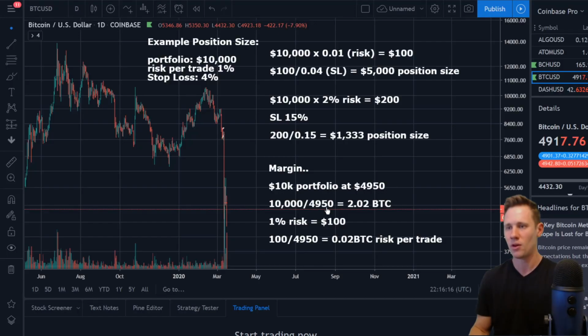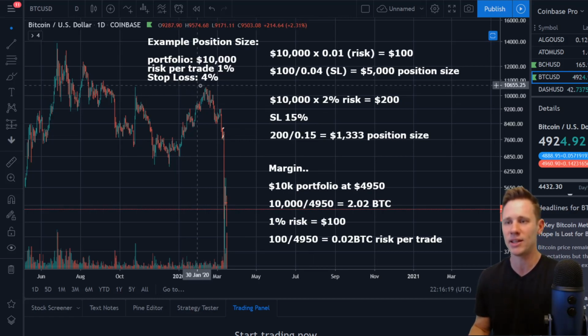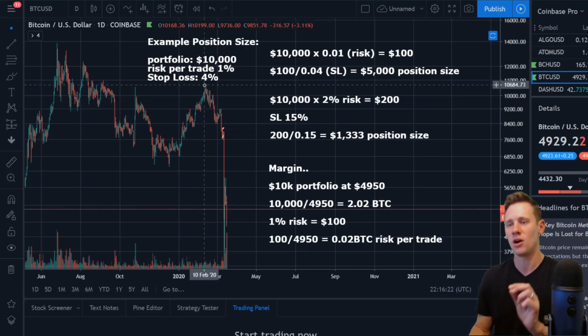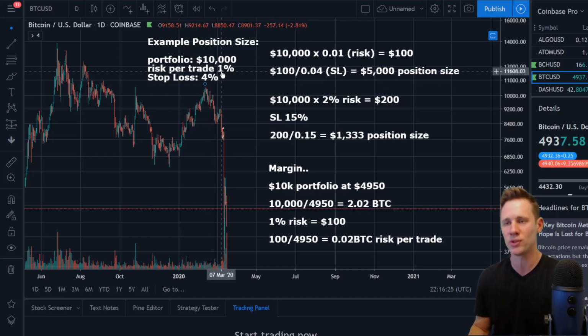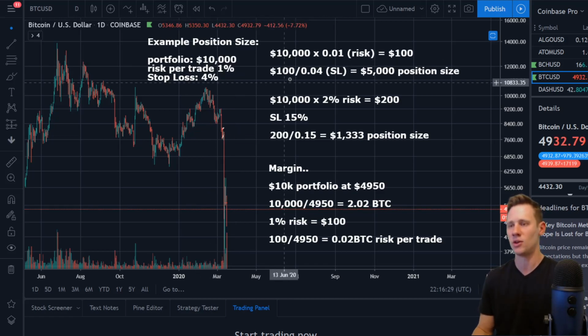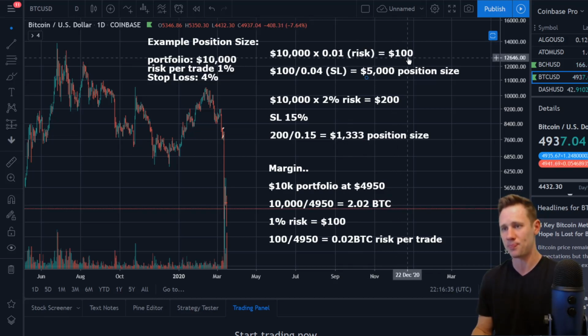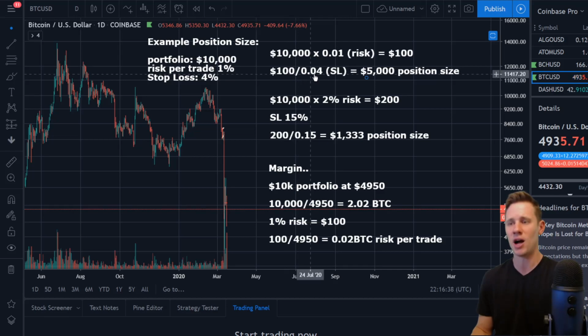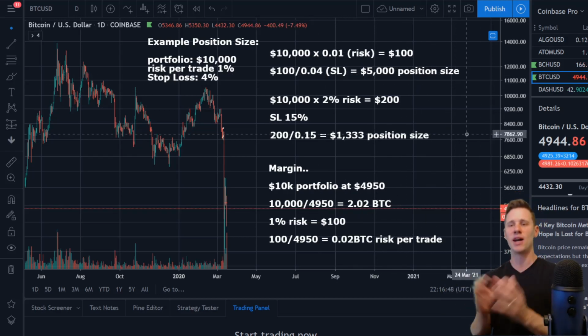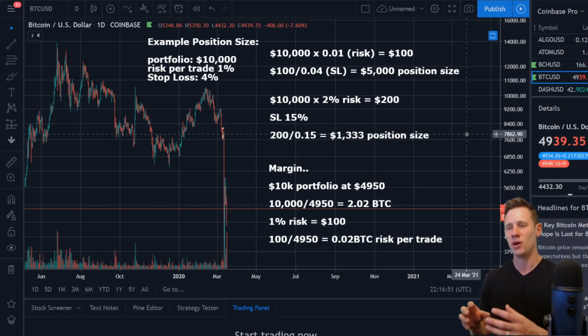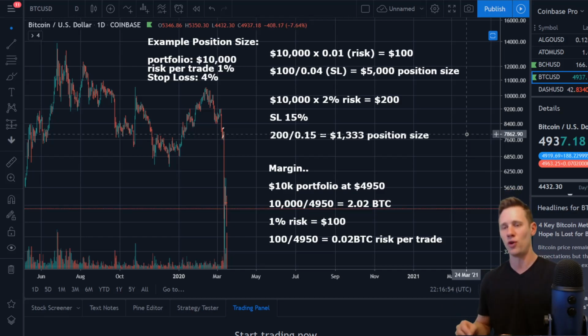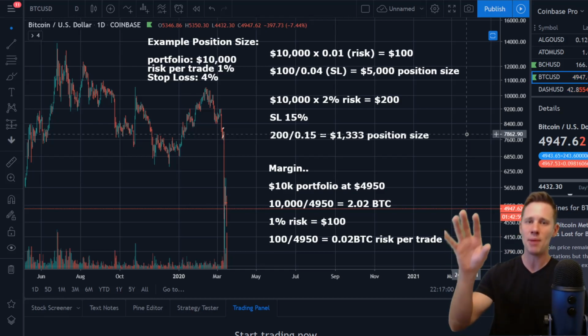So going back, just an example, let's say there's a 4% loss on price and you wanted to risk 1% of your portfolio of $10,000. So $10,000 times a 1% risk equals $100, right? $100 divided by 4%, your stop loss, equals $5,000. This is how you calculate your position size. So say you had $10,000 and you wanted to enter a trade risking 1% of your portfolio with a 4% stop loss, you would put $5,000 on that position, okay?